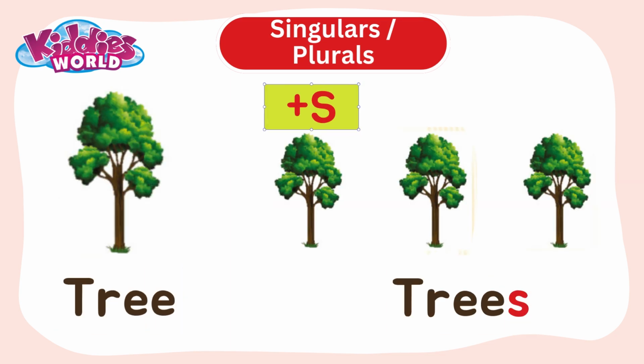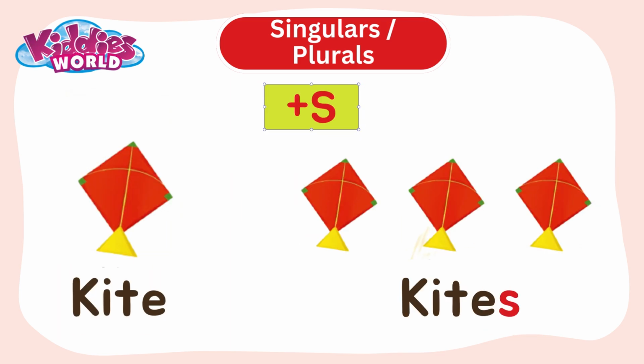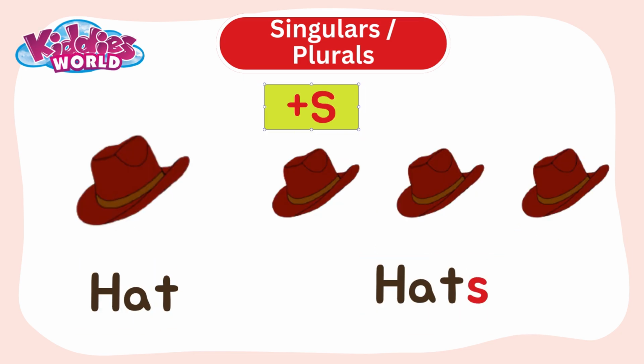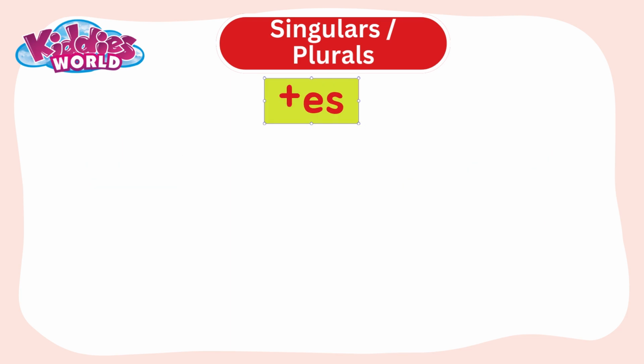Wonderful, tree becomes trees. Kite becomes kites. Hat becomes hats. Now let's talk about words where we add es to make plurals.